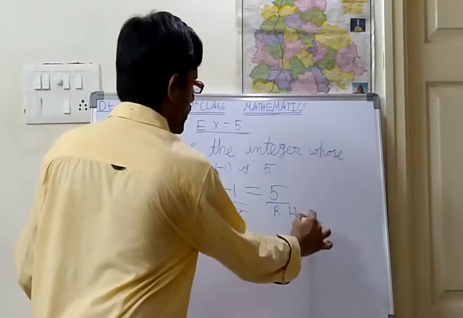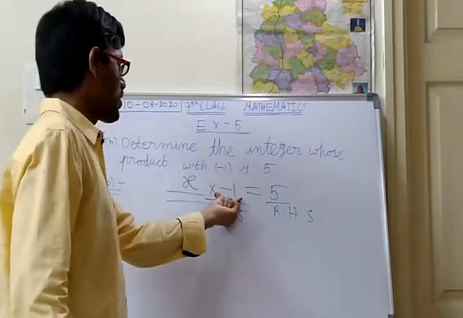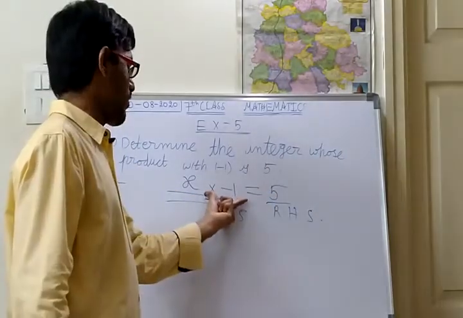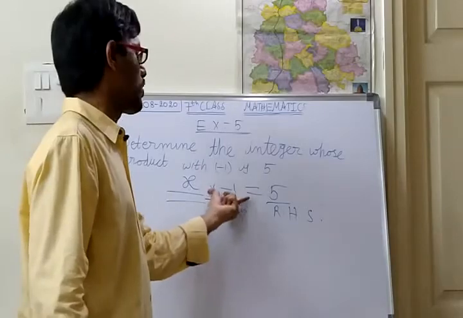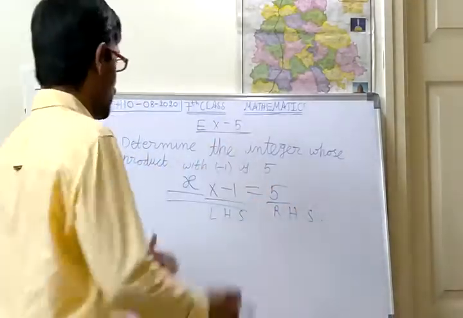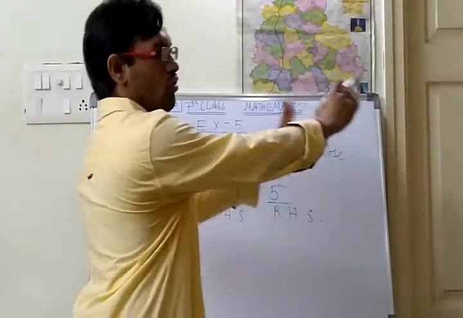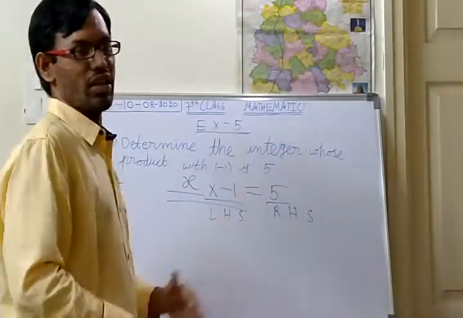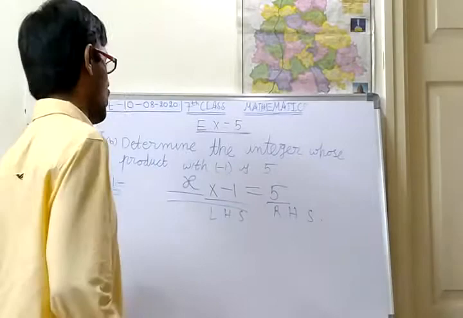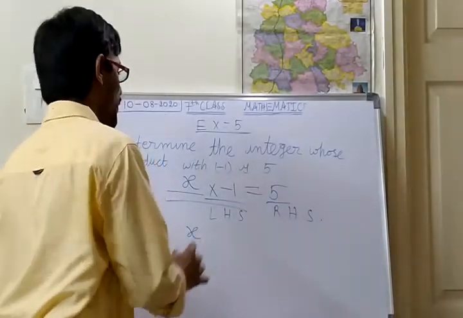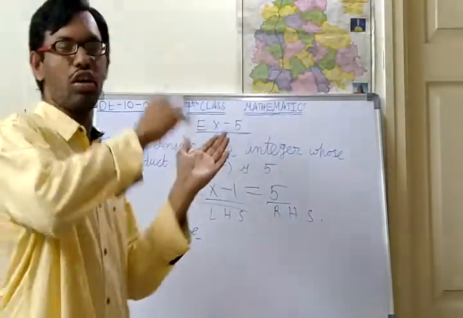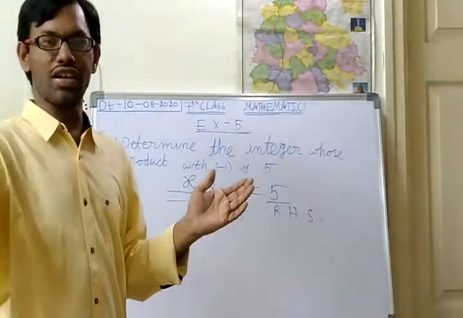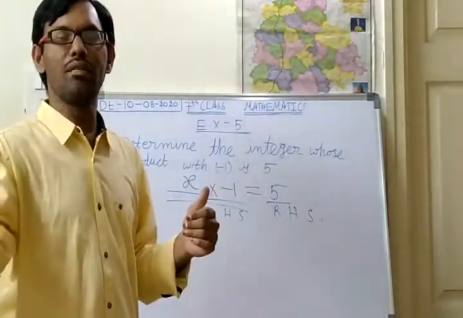Now send minus 1 to the RHS. The number which is having minus 1 in the LHS, you have to send to the RHS. So if a product goes to the RHS side, it will become a division. Okay. So at that time what will happen? If addition goes to the other side, it will become subtraction. Plus 5, if it goes to the other side, will become minus 5.